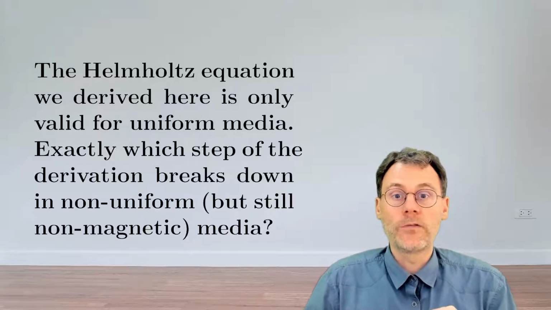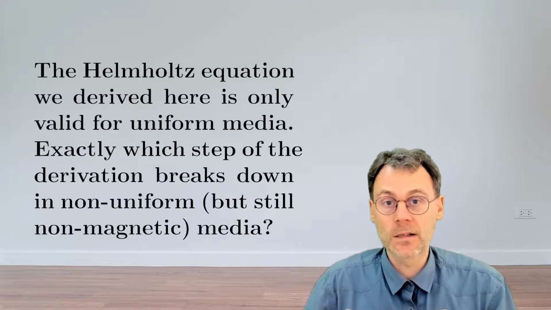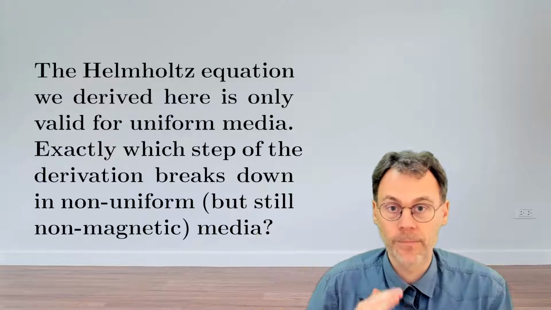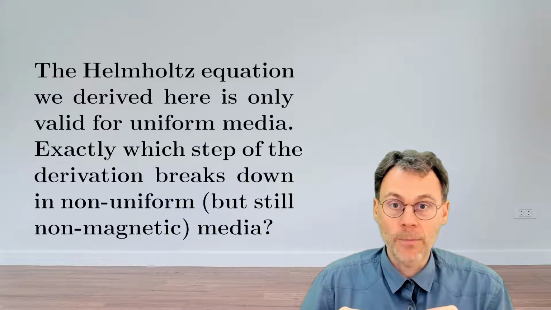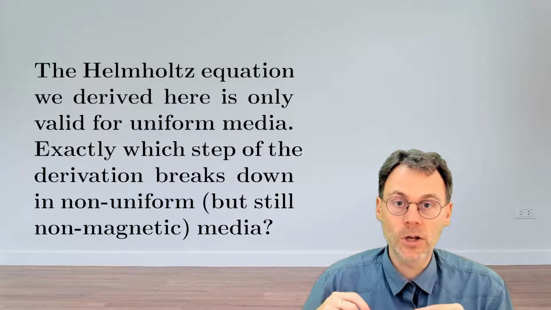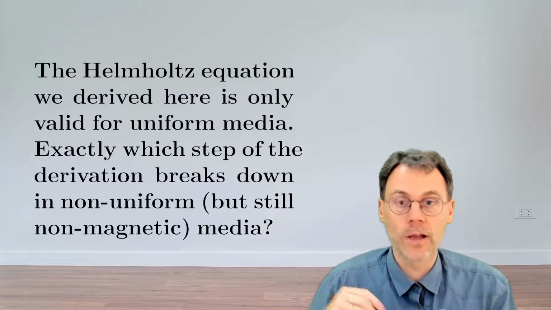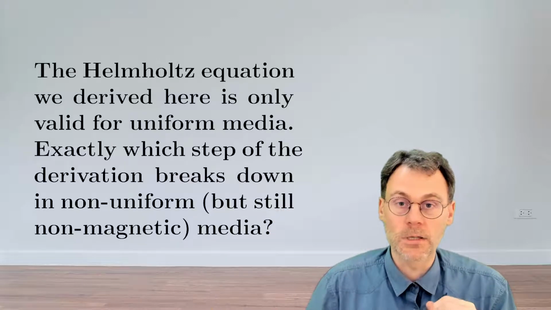In the textbook, we've derived the Helmholtz equation, and we've mentioned that that derivation was only valid in case you had uniform media. Now the question is, what happens if you have non-uniform media? Which step exactly in the derivation is where it breaks down? So pause the video to go through the proof and then figure out which step is problematic.